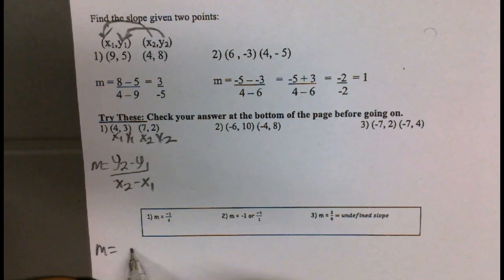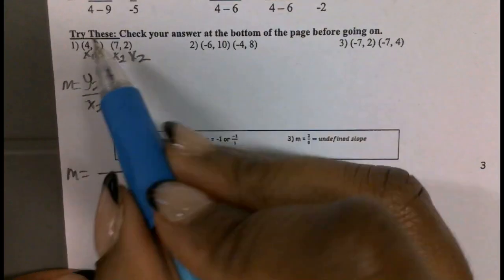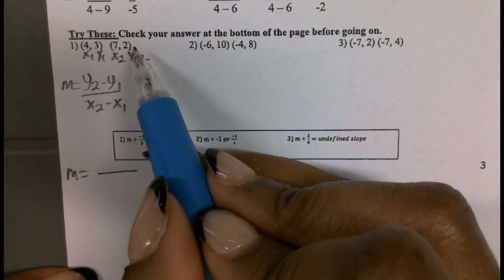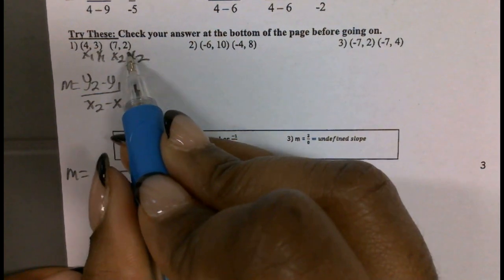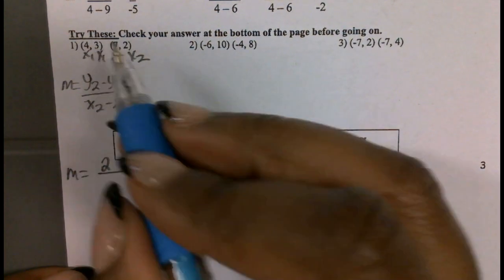All right, let's substitute. Okay, on the top, we're subtracting the y's. That's going to be 2, y2, that's 2, minus 3.